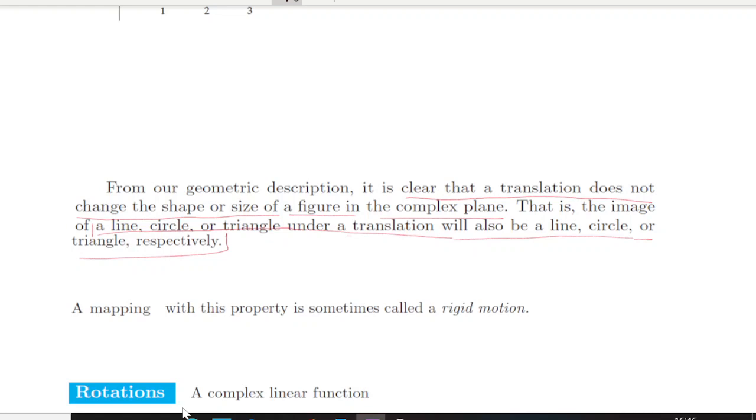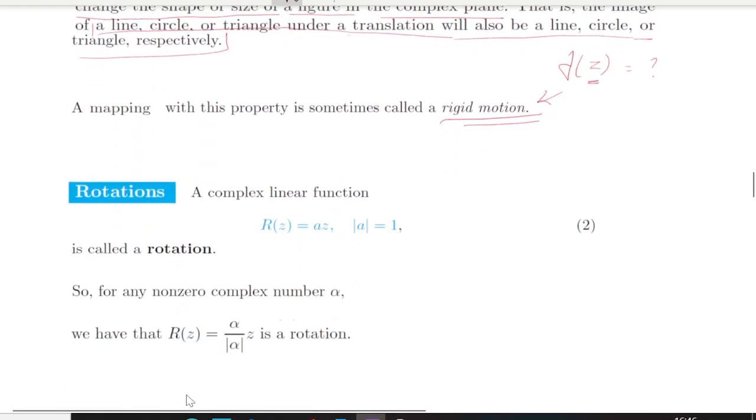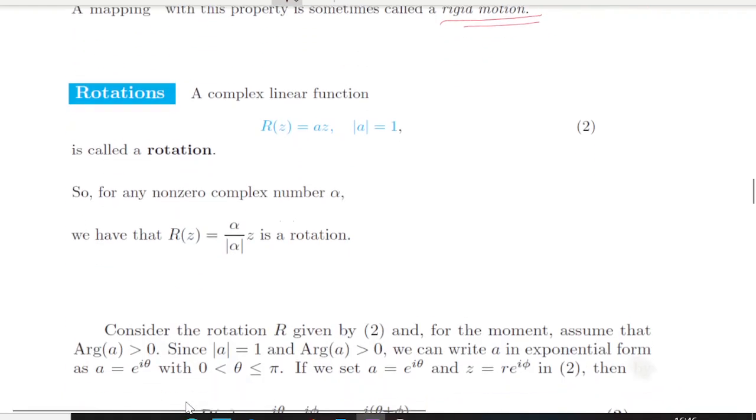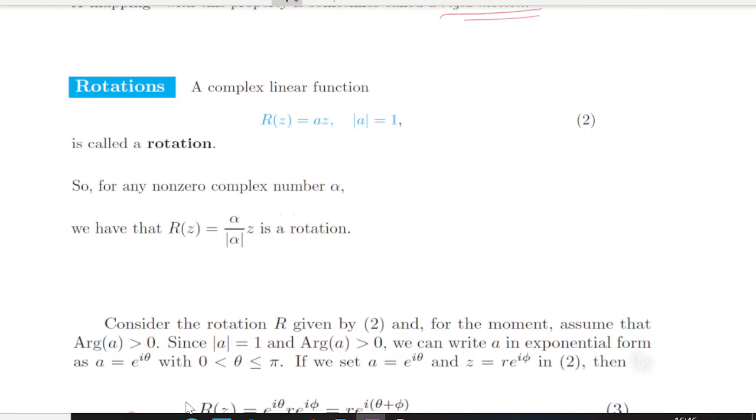Now a mapping with this property is called a rigid motion. So for a property of this type, whenever you are finding f of z, the shape of the curve is not altered, and we say that this is a rigid motion. Now we examine what is rotation. A complex linear function R of z equal to az, where modulus of a equal to 1, is called a rotation. This is most important.